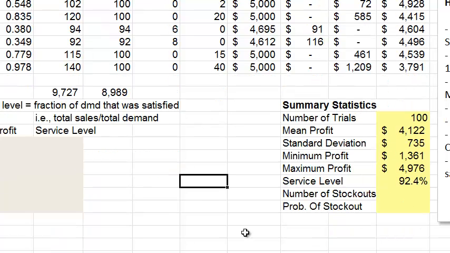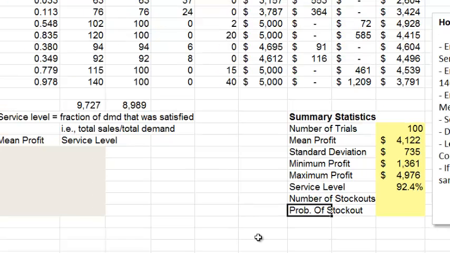Another thing people are concerned with is the probability of stockout. By probability of stockout, we mean the probability of having some kind of shortage. So the question is, in what percentage of the month did we run out before the end of the month? To get this probability, we first need to count how many months had positive shortage and then divide by the number of trials, 100. So first, the number of stockouts.